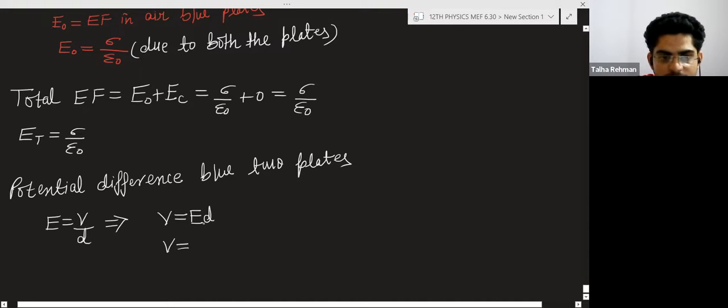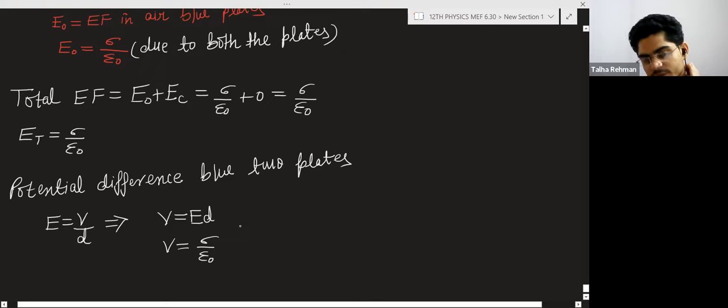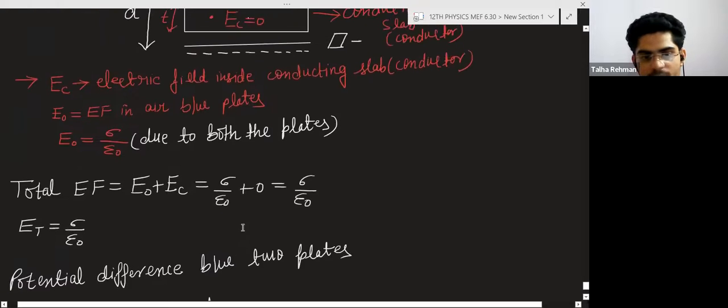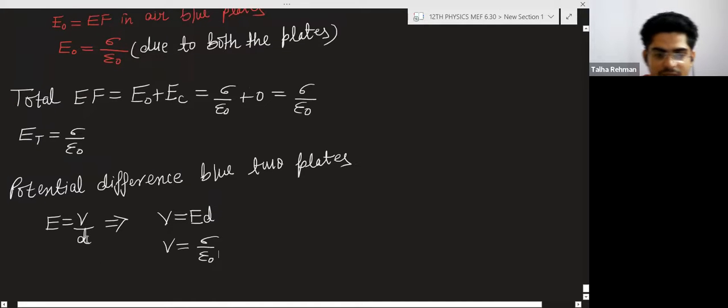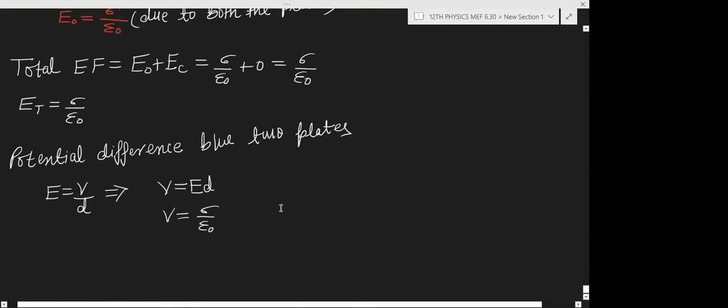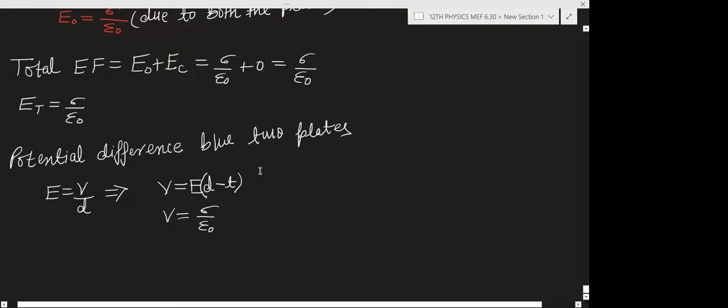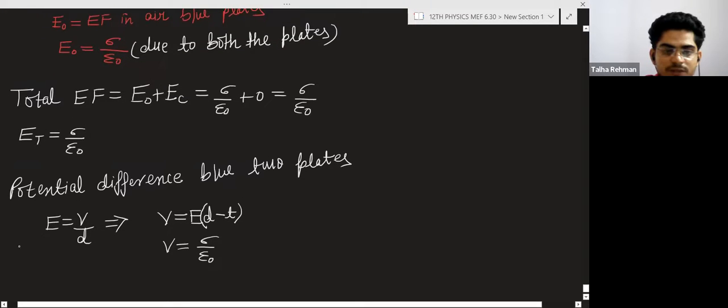So what is the value of E, Hamza? Sigma by epsilon naught. Yes, sir. But Hamza, there is one thing more. Please tell me, what is the value of this d? Actually, this is not d. This is d minus t. Why? Because t is small, right? d minus t.